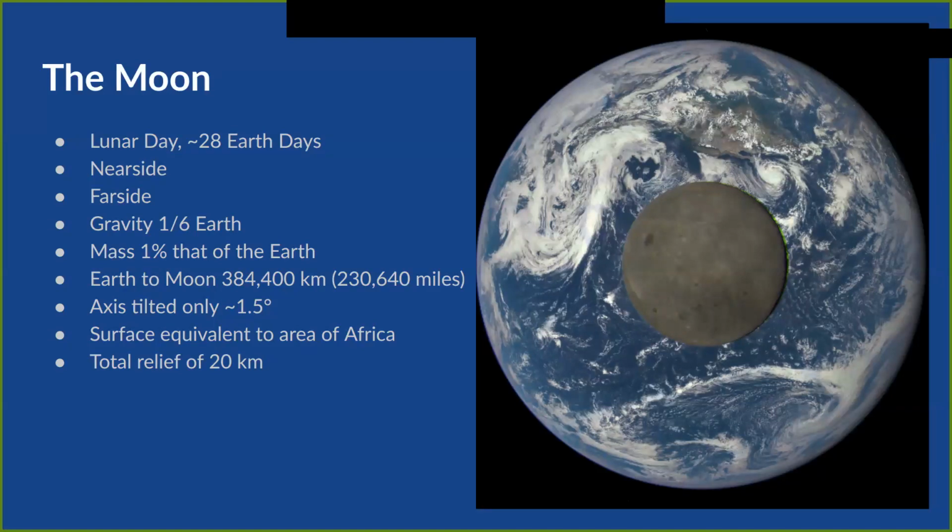So as you can guess by the names, we are looking at the moon. The moon's lunar day is 28 Earth days. It's tidally locked, so it rotates at the same speed that it orbits. Because of that, we only see the lunar near side. In this picture here, we can see the far side, and it's actually quite dramatically different.